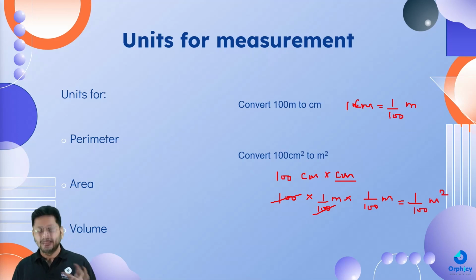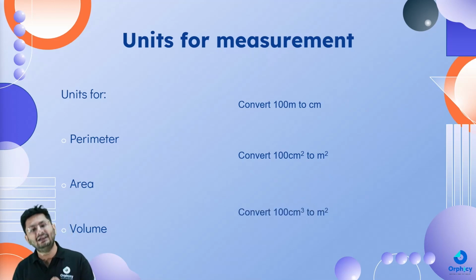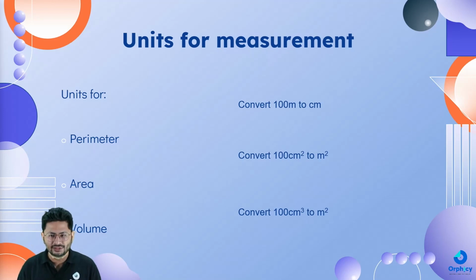That's all. Let's do another conversion for a cubic power. So 100 centimeter cube into meter cube. Okay, so this is basically meter cube. So for 100 centimeter cube into meter cube, what will we do? There are 3 centimeters in the expression, so we need to convert all 3 into meters.